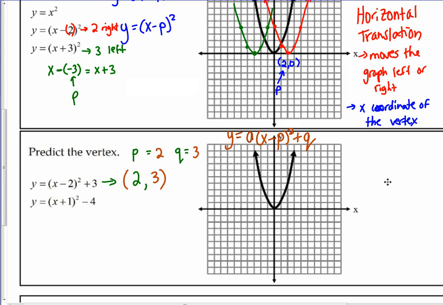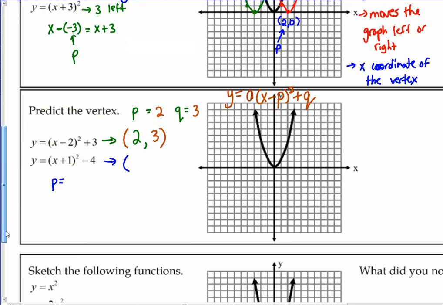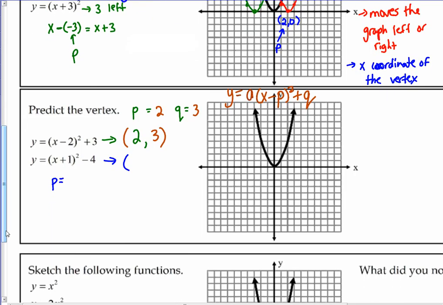Okay, so this next one, what's the vertex going to be at? What's the p-value? So x is always the opposite sign. So it would be negative 1 and negative. The q is the same as what you see because the formula is plus q. So it's just the x coordinate that switches signs. That would be the vertex.